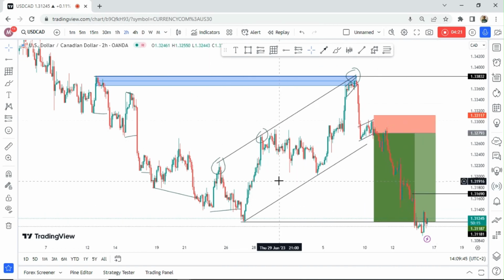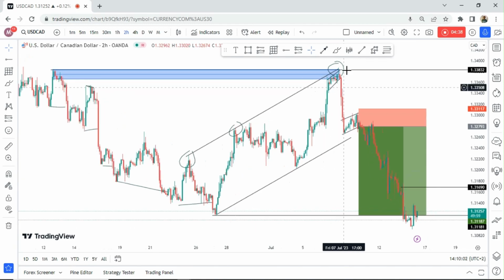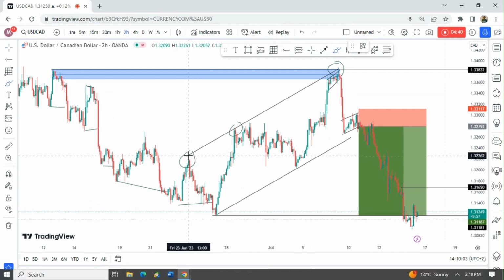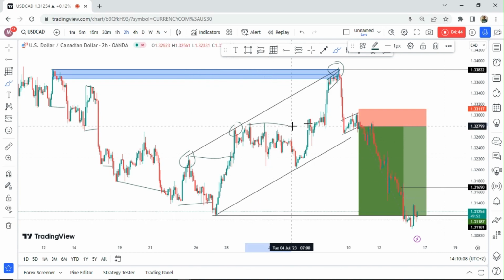But there was some form of, I don't want to call them arguments or something like that, there was some other scenario that showed me that this price might push to the upside. So I had a change of character here, and then I had a break of structure.